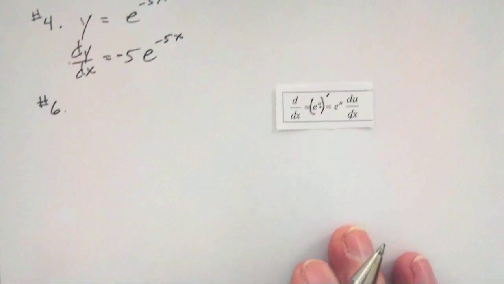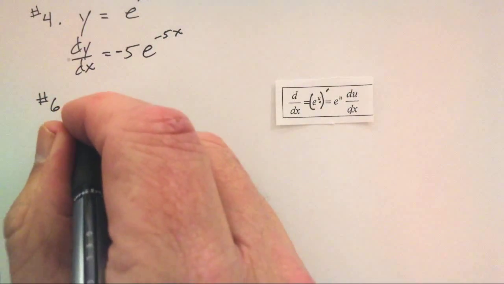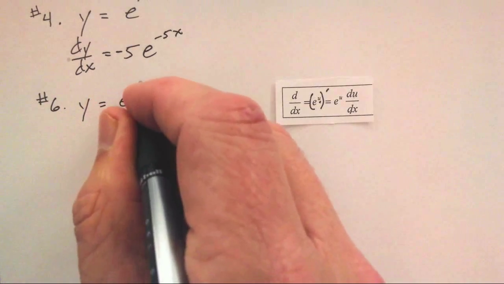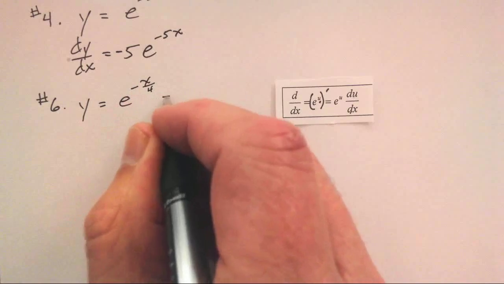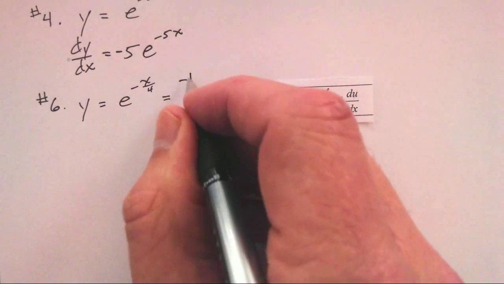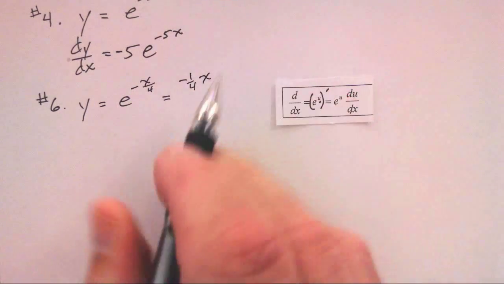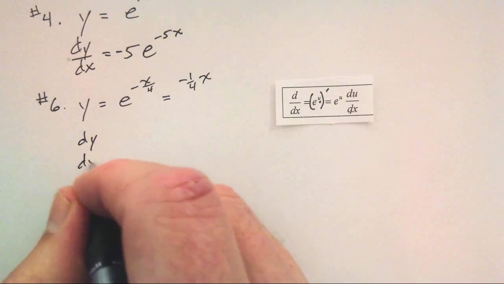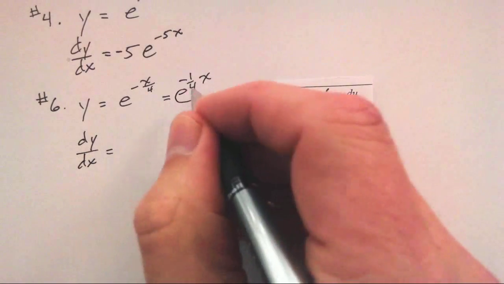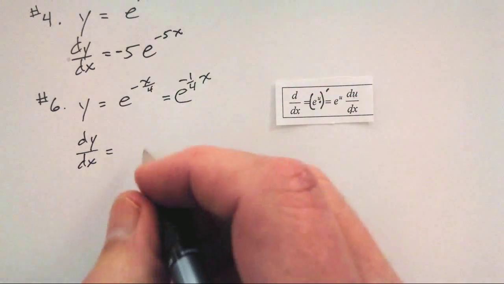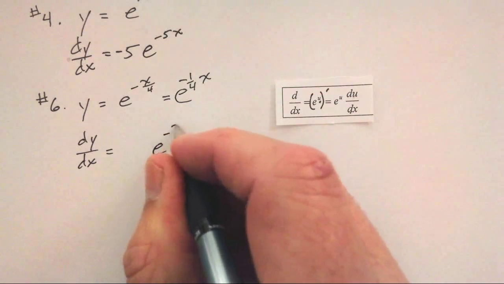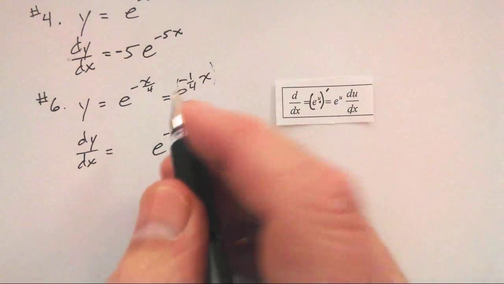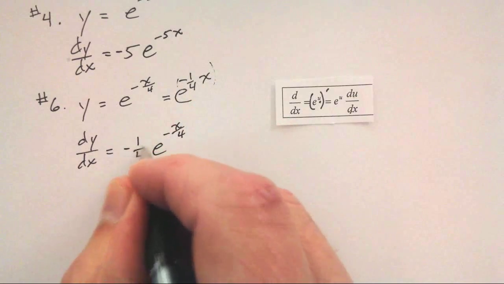Let's see, looks like we've got another e here, so this is y equals e to the negative x on 4. You may want to, when you see this, visualize it or even rewrite it as negative 1/4 x, and now it looks a lot like this previous problem. So dy dx, e to the derivative becomes e to the, I'm going to write it as negative x on 4, but times the inside derivative, times negative 1/4.